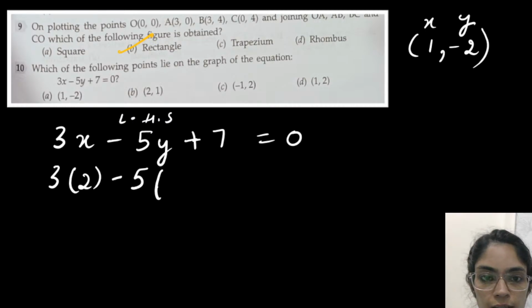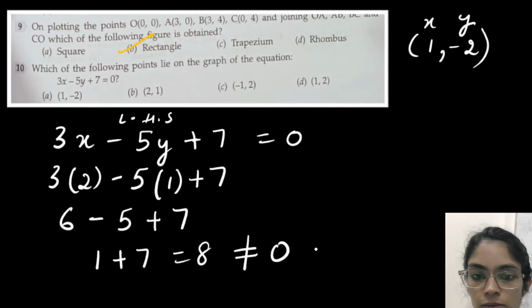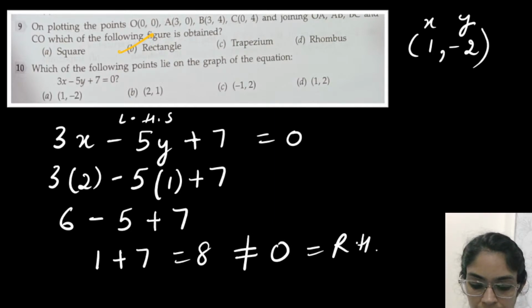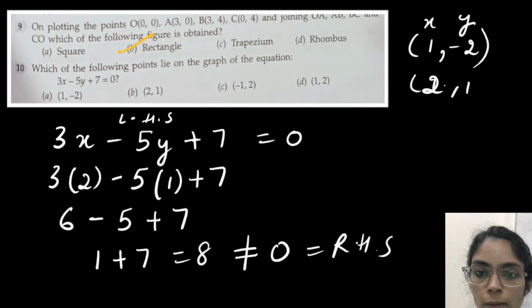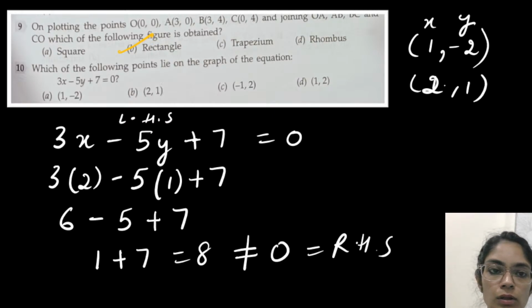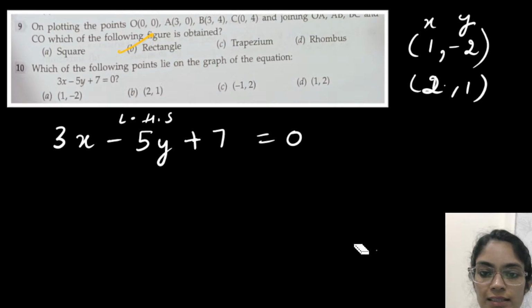So 3 into, we just have to substitute. So 3 into 2, 6. 6 minus 5 plus 1. 6 minus 5 is 1. 1 plus 7 is equal to 8, which is again not equal to 0, which is the right hand side. So this is also not correct. So option B, which is 2 comma 1, is also not the correct answer. So C, most of you are telling C is the correct one. Let's check for C.